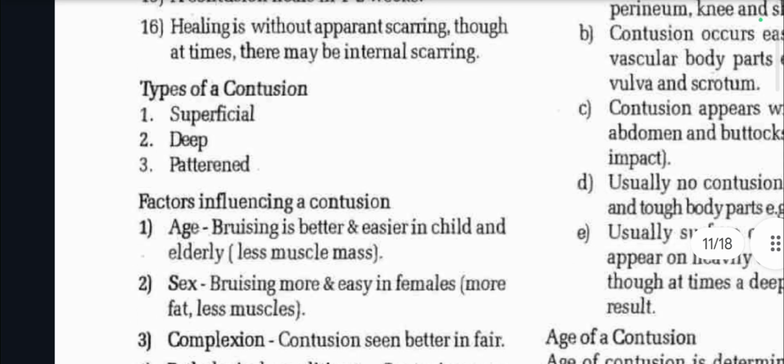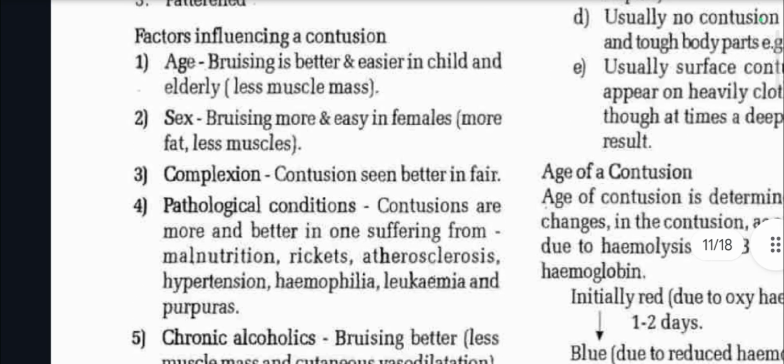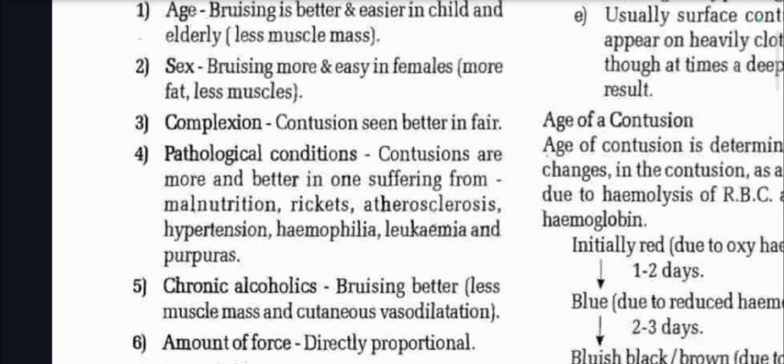Contusion heals in 1 to 2 weeks. Healing is without apparent scarring, though at times there may be internal scarring, but apparently it is without scarring. Now, what are the types of contusion? Superficial, deep, and patent. Factors influencing a contusion: age. Bruising is better and easier in children and the elderly. Sex: bruising is more and easy in females because of more fat and less muscle. Complexion: contusion is seen better in fair people.